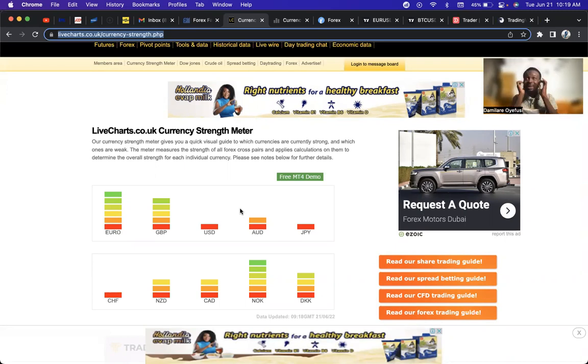Right now, if the quote currency is stronger than the base currency, the market is a what? It's a selling market. Understand these basic terminologies. If the market is a selling market, the market is a bearish market. That means another name for selling is bearish.